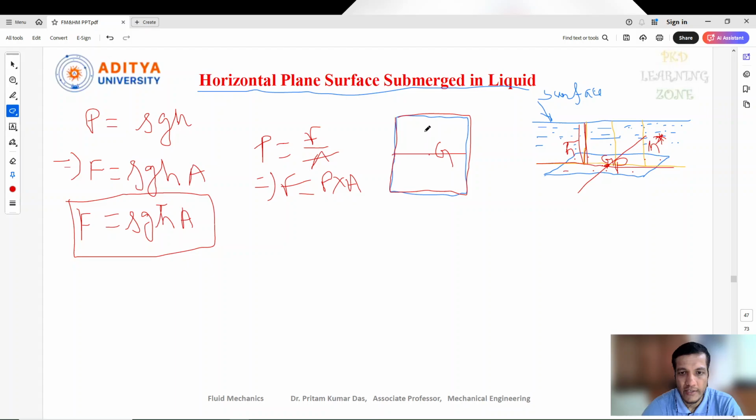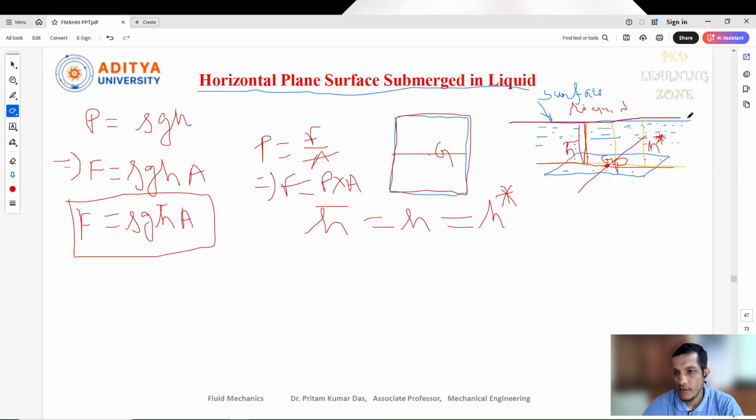What we already discussed for the vertical one was different, but here, for both conditions, it will be the same. So we can write H equal to H bar, the same height, also equal to H star, because all are placed at the same height from the surface of the liquid. So this is the concept of a horizontal plane surface submerged in the liquid.